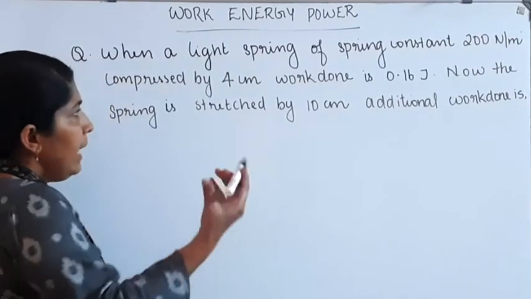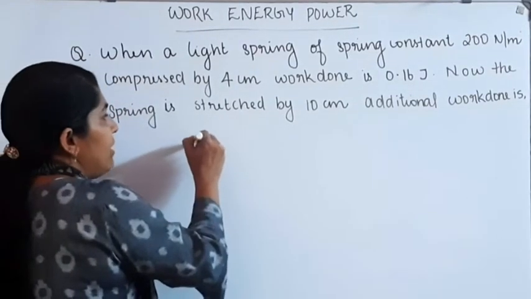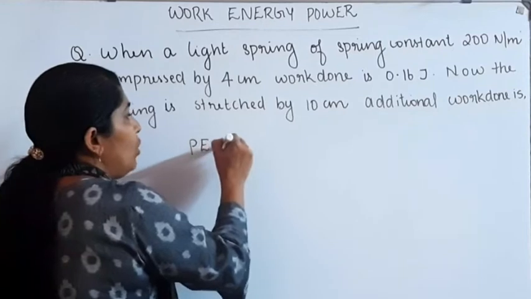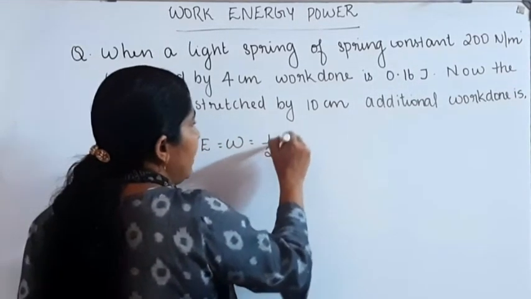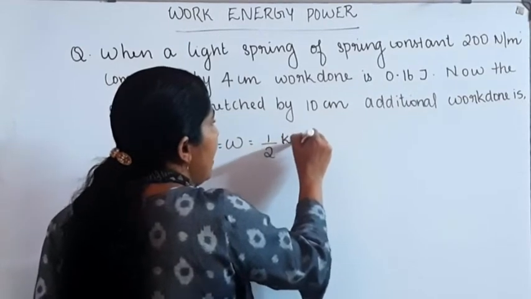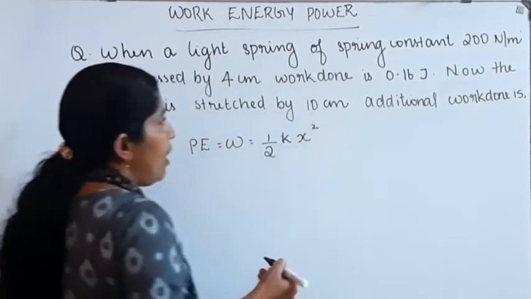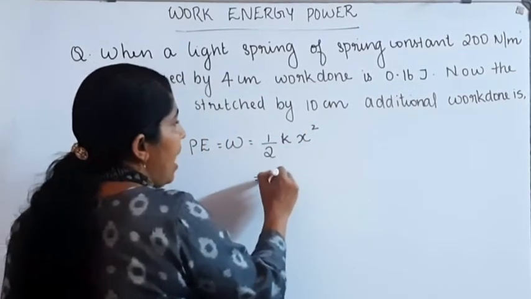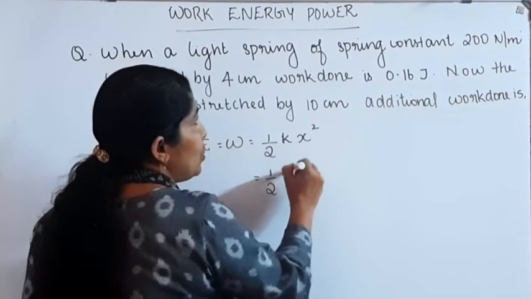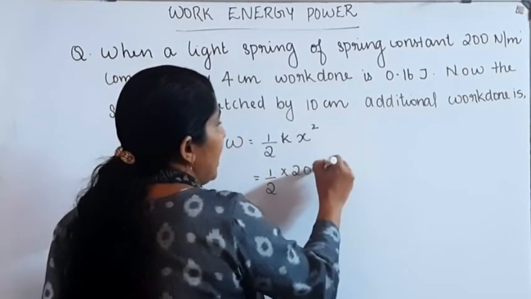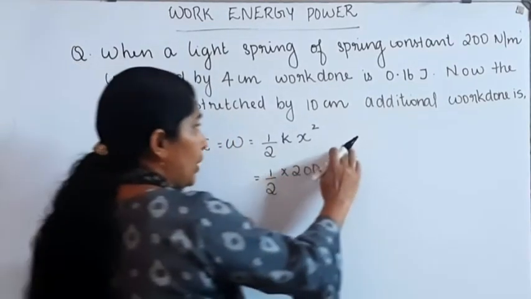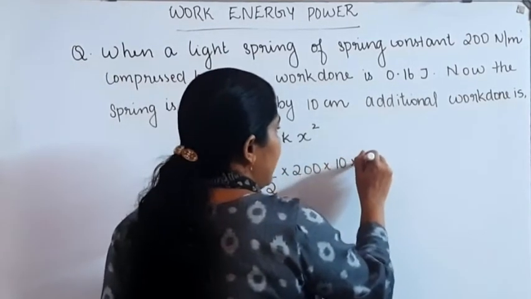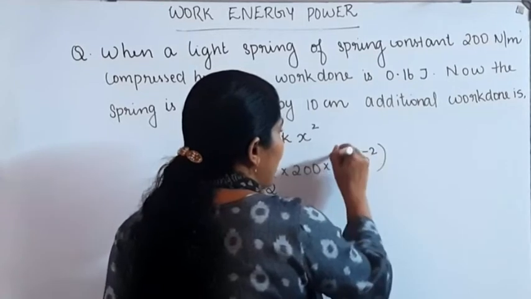In the case of a spring, the potential energy stored in the spring is equal to the work done, which is half kx square. Work done is stored as potential energy. Half into k, which is 200, into x square, where x is 10 centimeter, that is 10 into 10 raised to minus 2, the whole square.